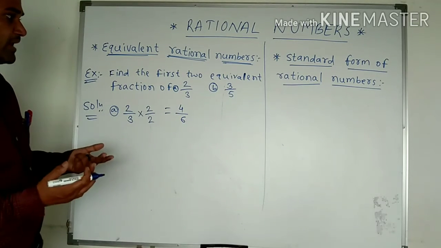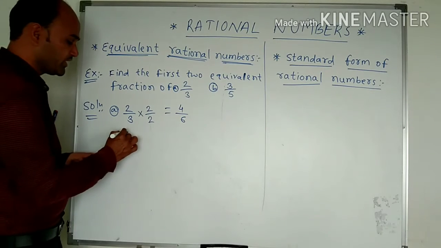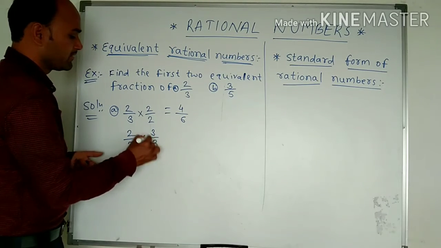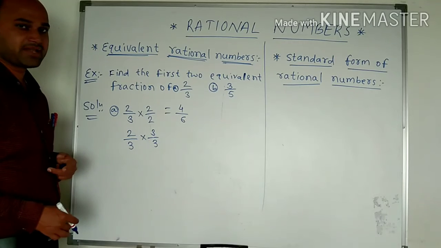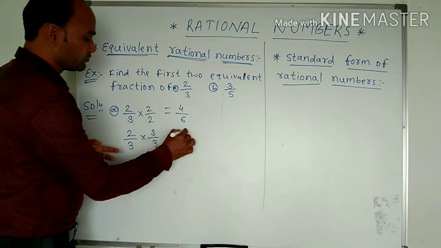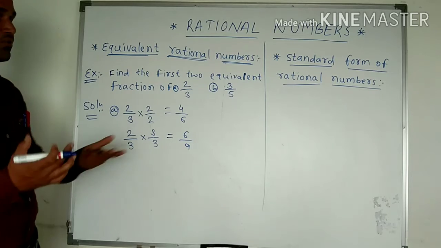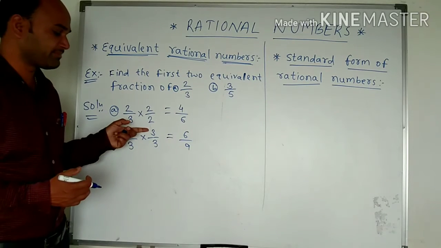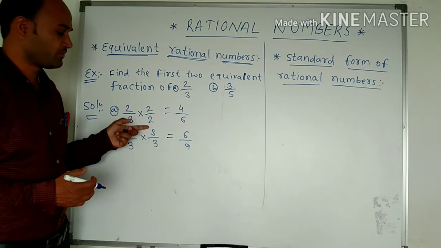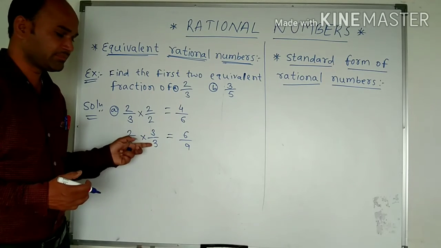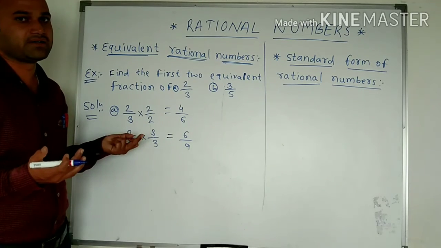If we want one more equivalent fraction, we multiply by 3 upon 3. Both the numerator and the denominator are multiplied by 3. So 2 3s are 6 and 3 3s are 9. If you want more equivalent fractions, you can multiply by 4 upon 4, 5 upon 5, 10 upon 10, 15 upon 15, 30 upon 30, 100 upon 100.